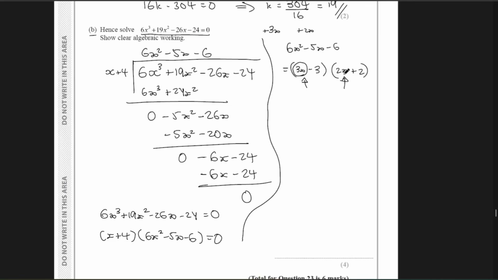This means 3x times 2x does give us 6x squared, meaning the first term is correct, but do we get the middle term? Do we get the minus 5x? So to get the middle term, we multiply minus 3 with 2x, which gives us minus 6x. And we also need to multiply 3x with plus 2, which gives us plus 6x.